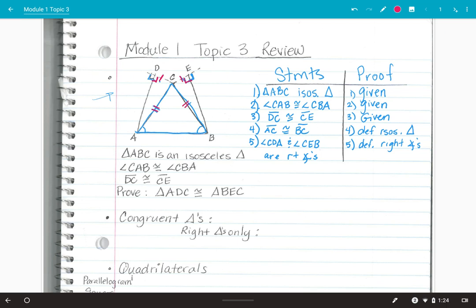Now, with that in mind, we can actually prove it. We always want 3 pieces of information. So now we can do our proof. Triangle ADC is congruent to triangle BEC because of something. Since it's a right triangle, there are only 4 that we can prove. We know it could be hypotenuse leg. It could also be hypotenuse angle. If it doesn't have a hypotenuse, it could be leg, leg, or leg angle.